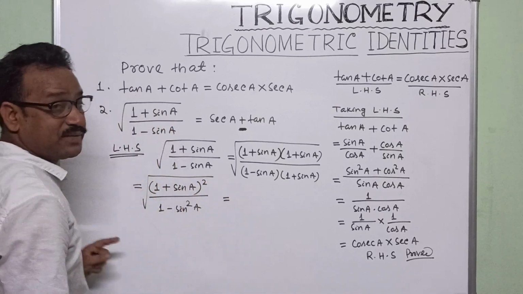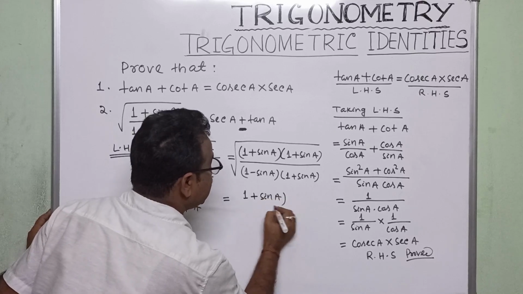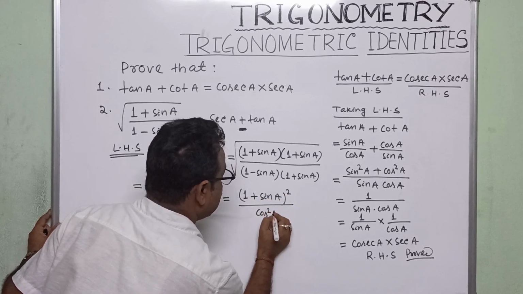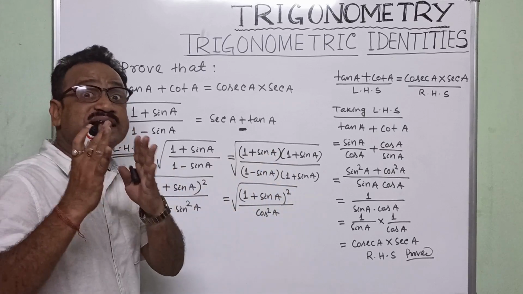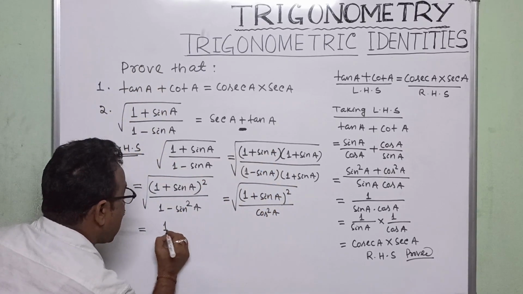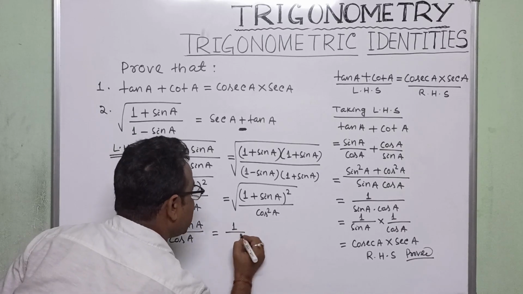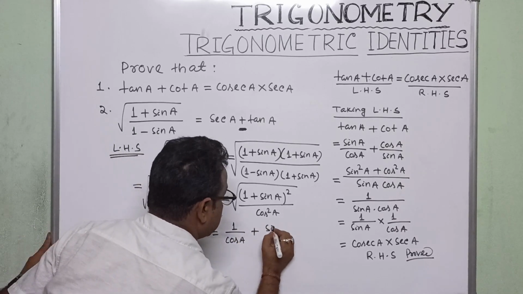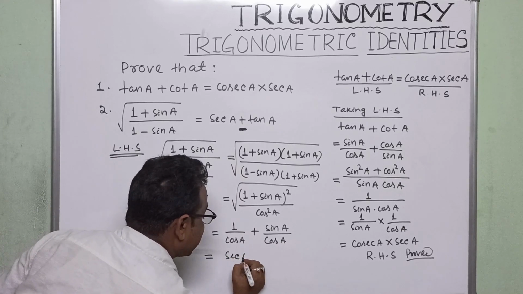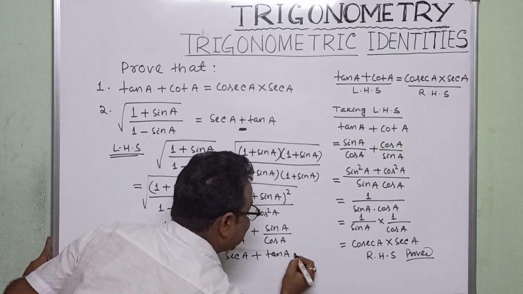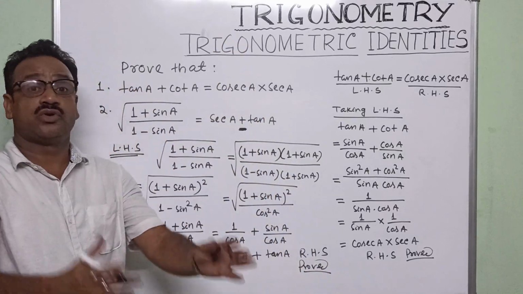That we can write 1 minus sin square A. Identity: 1 minus sin square A is cos square A. So root over 1 plus sin A whole square by cos square A. Now square is there, root over is there, so square and root over both will be cancelled. Now that is equal to 1 plus sin A by cos A, which is equal to 1 by cos A plus sin A by cos A. That is equal to 1 by cos A, which is sec A, plus sin A by cos A, which is tan A. So RHS proved. We have taken LHS, we have proved RHS.